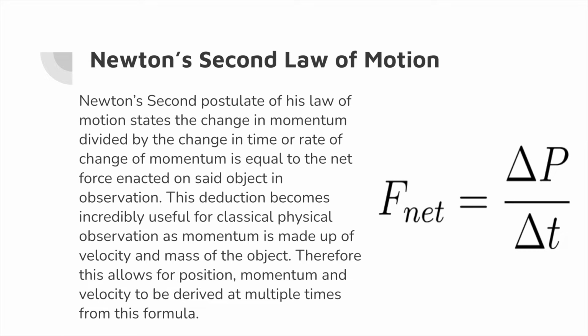Newton's second law of motion. Newton's second postulate of his law of motion states the change in momentum divided by the change in time, or rate of change of momentum, is equal to the net force enacted on said object in observation. This deduction becomes incredibly useful for classical physical observation, as momentum is made up of velocity and mass of the object. Therefore, this allows for position, momentum, and velocity to be derived at multiple times from this formula.